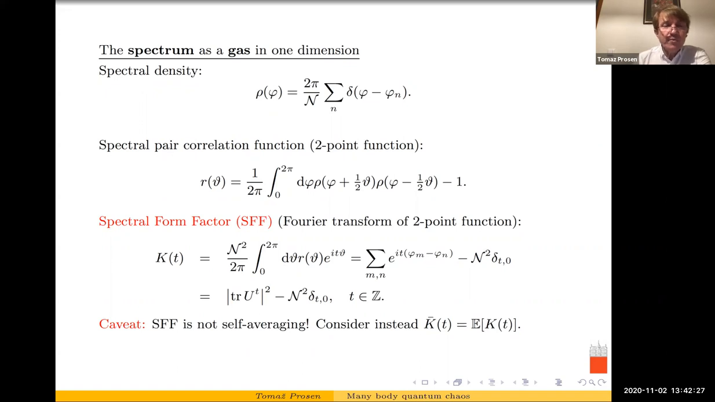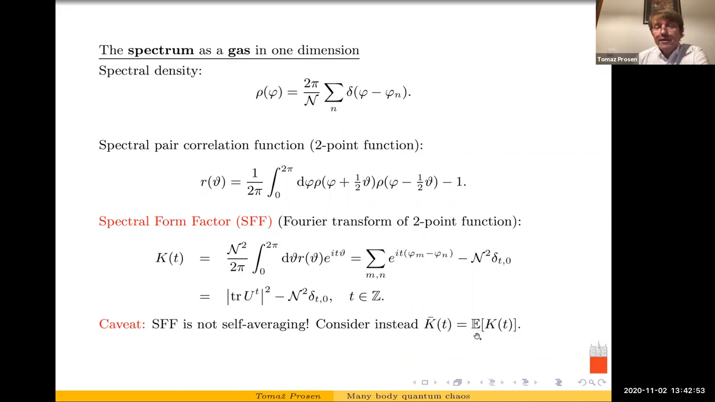the disclaimer we have to make immediately is that this quantity by itself is not very, very stable. At least if you compute it for individual dynamical systems, it doesn't really make sense. I will demonstrate later with some numerical experiment. So the spectral form factor, as people say, is not a self-averaging quantity. I mean, it doesn't make sense unless you average it over something, right?